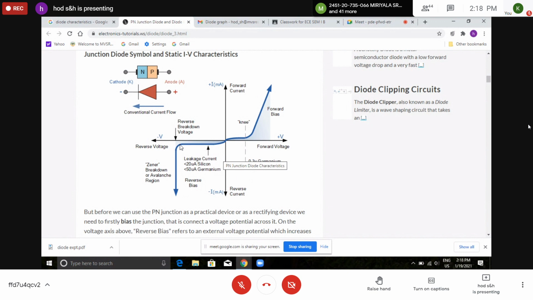Then suddenly what happens? You will be getting some current. That point you mark, and from that you join smoothly. Then you will be getting a characteristic curve in the reverse bias. In this way, you have to take a graph sheet, divide into 4 quadrants. In the first quadrant, you take scales for forward bias and mark the points, and you draw. You will be getting a characteristic curve.